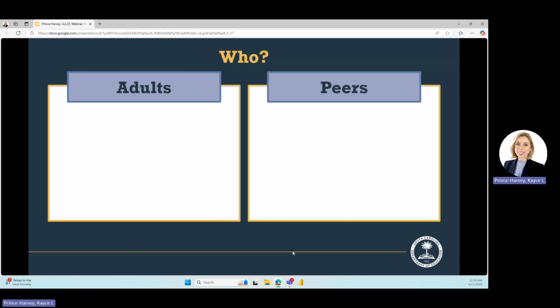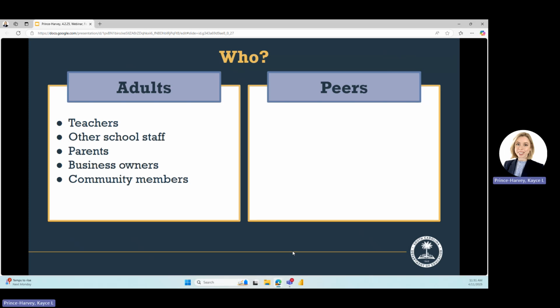So who might be considered an adult or a peer within the language of that indicator? When we're building a culture of feedback, who might fall within those 2 categories? Well, with adults, obviously the teacher could be the adult that's giving their feedback, could also be other school staff, parents, business owners, community members. So there are a wide variety of opportunities for students to receive feedback from adults. And really, it's going to depend on the context of the work.